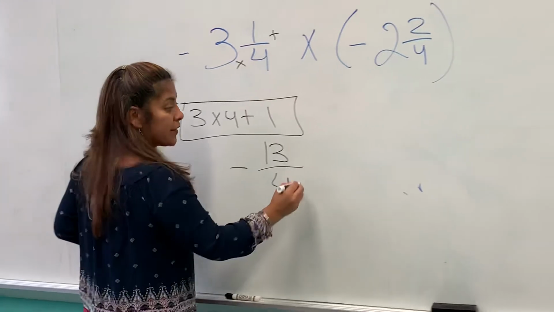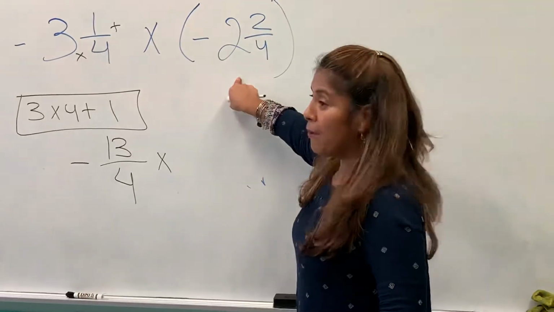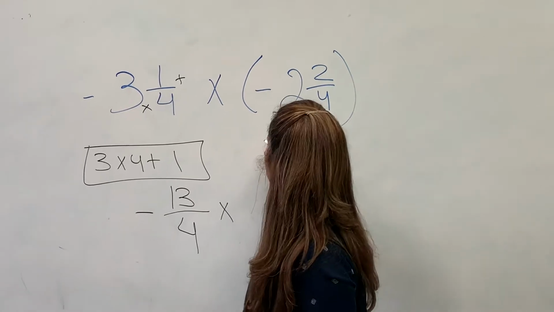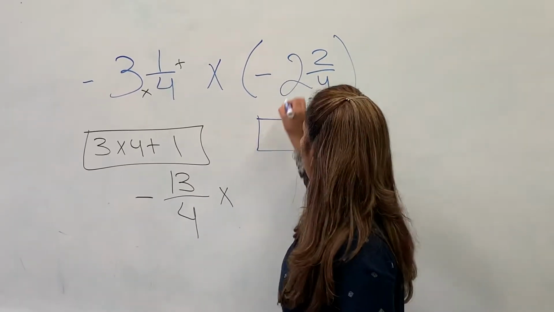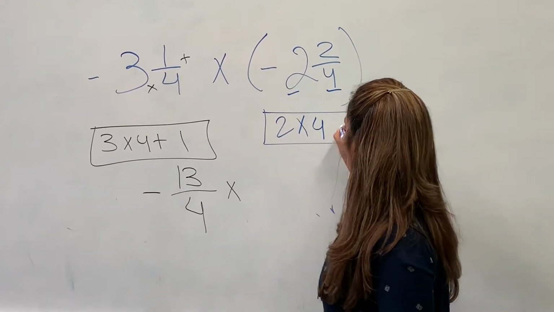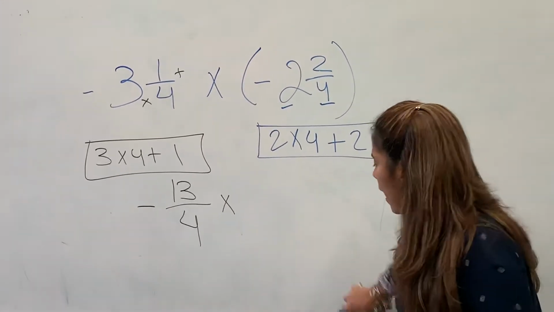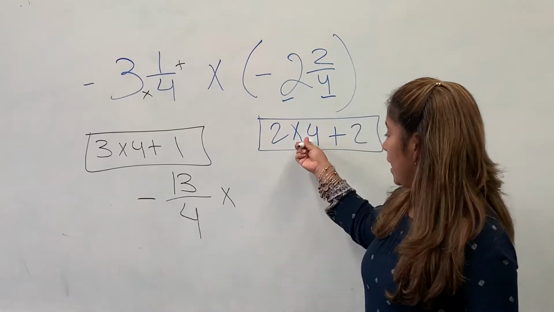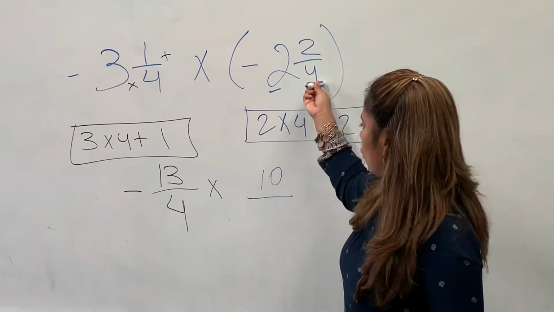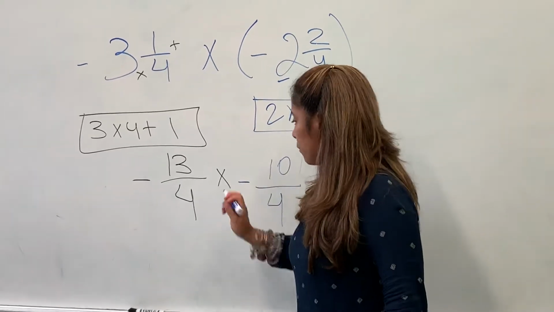Then I'm going to start again with the second one. I will take the second mixed number and change it to an improper fraction. The way that I'm going to do it is exactly the same way that I did there. I'm going to multiply my whole number times my denominator plus my numerator. So now, once I do that, I will have 2 times 4, plus 2, 10, over my denominator, which is a 4. From there, again, I'm going to bring my negative.